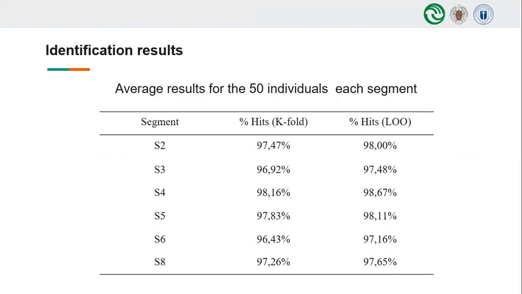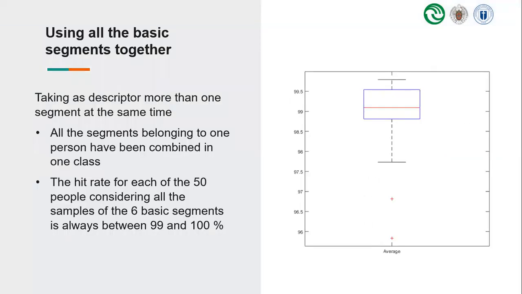The results obtained show that even taking any of the segments individually as a descriptor, it is possible to verify the writer identity from handwritten text with a high rate of success. Another alternative that has been considered is to take as a descriptor more than one segment at the same time. Indeed, all segments belonging to one person have been combined in one class.